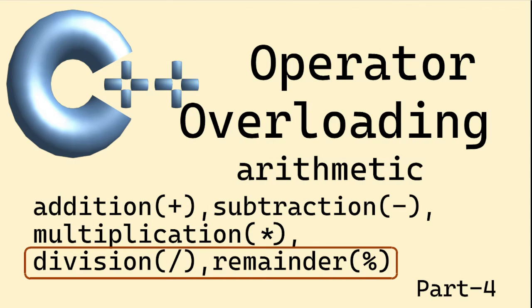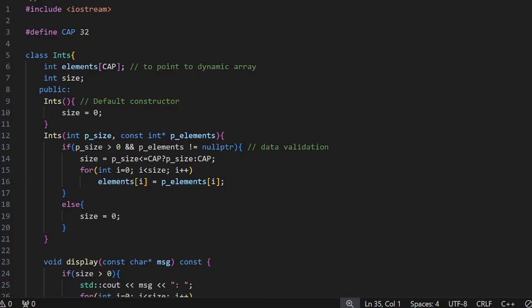This is part 4 recording for operator overloading topic, where the focus is on overloading division and remainder operations. These are binary operators and they need two operands to be applied to. Let us learn more about this through this code.